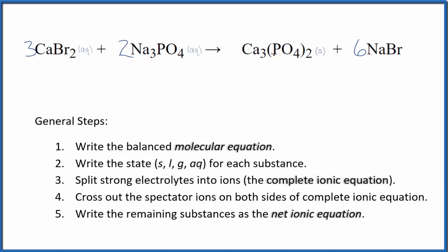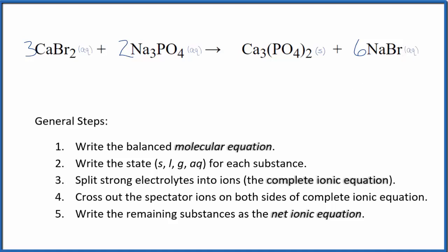These substances react. They make this solid. It falls to the bottom of the test tube as a precipitate. So we have Ca3PO4 calcium phosphate. That's going to be a precipitate in this net ionic equation. Sodium compounds, again, in compounds with bromine, very soluble. Put an AQ after that.